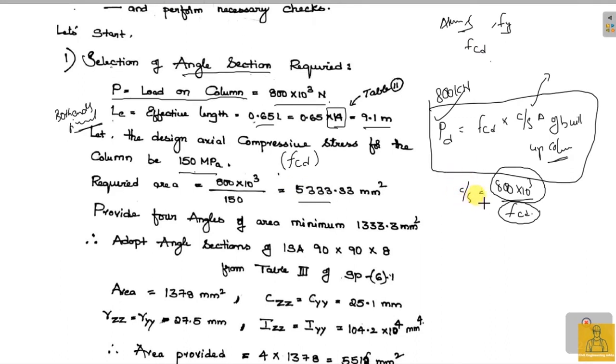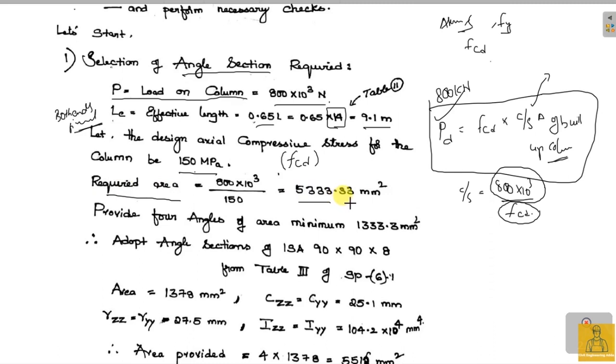Cross-sectional area is equal to 800 into 10 to the power of 3 Newton, that is the load acting on the built-up section, divided by the axial compressive stress FCD, which gives you 5333.33 mm square as the cross-sectional area that is required. So this is the cross-sectional area of the total built-up section.